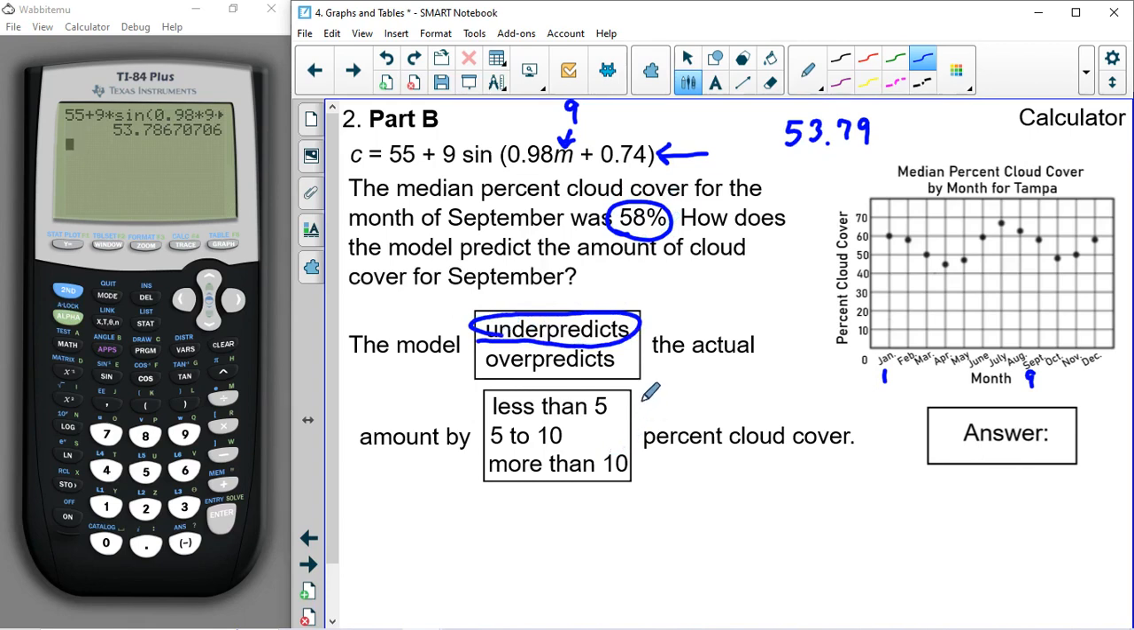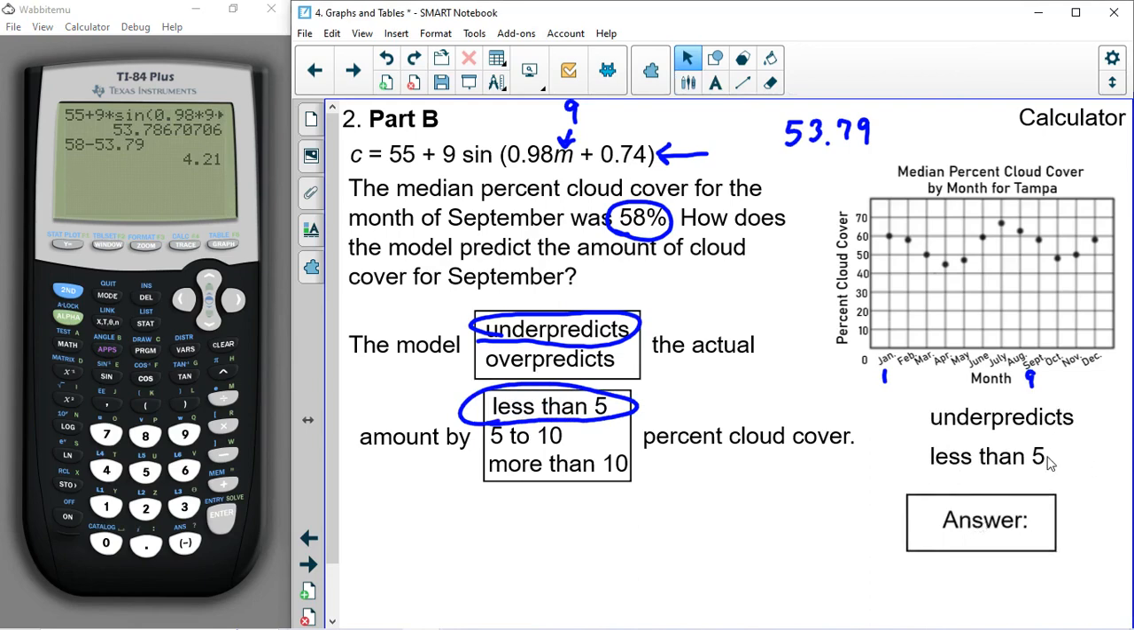Well, we can probably do that in our head, but if you want to use a calculator, you just do 58 minus the 53.79. Just find the difference between them, and it's 4.21. It's less than 5. So those are the two answers we pick. Check it. We get under predicts and less than 5. Excellent.